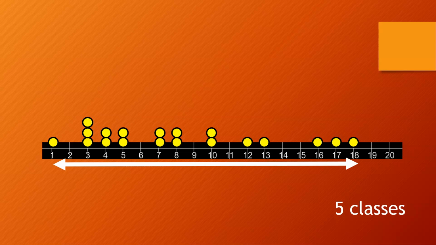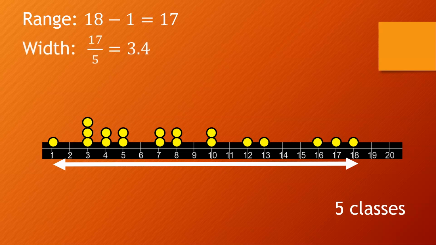The first thing we'll look at is the distance between the smallest and the largest data values. That's called the range, and in this case the range is 18 minus 1 or 17. Now we need to take that distance and divide it equally into 5 pieces because we want 5 classes. So if we take that 17 and divide it by 5, we'll get the width of each of the classes. In this case, 3.4.